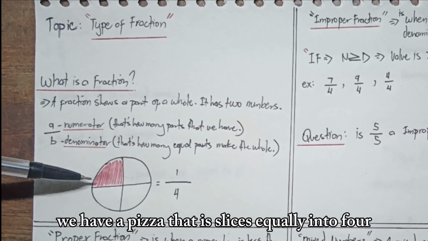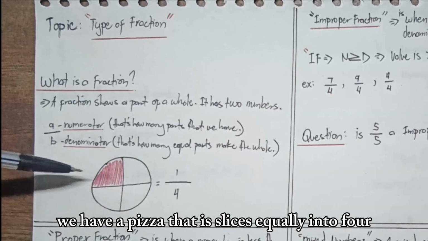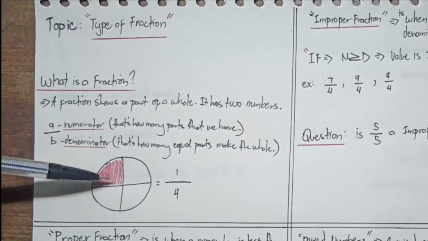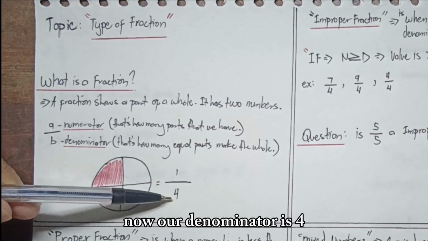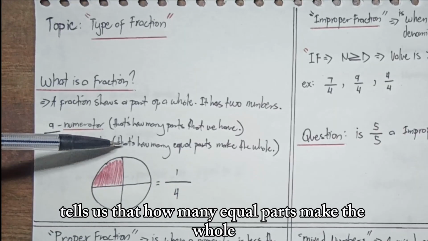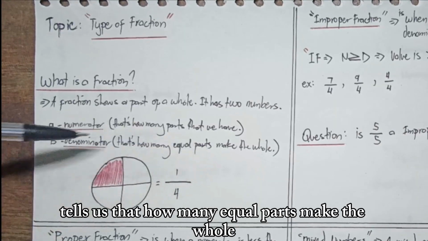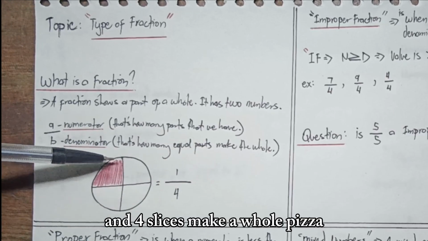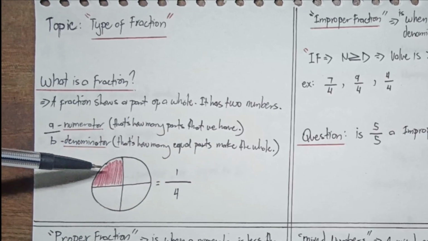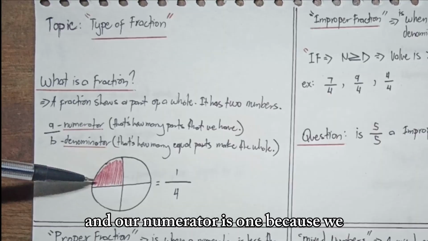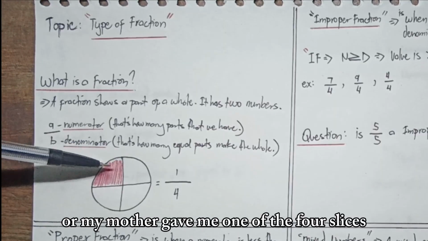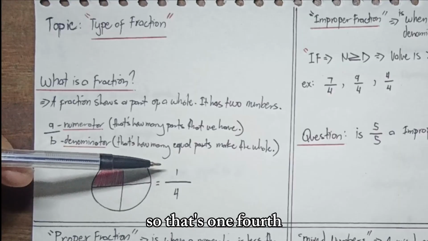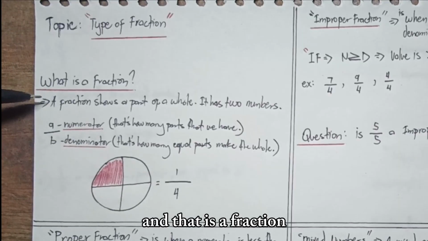For example, we have a pizza that is sliced equally into four slices. Now, our denominator is 4 because the denominator tells us how many equal parts make the whole, and 4 slices make a whole pizza. And our numerator is 1 because let's say I ate one of them, or my mother gave me one of the 4 slices. So that's 1/4, and that is a fraction.